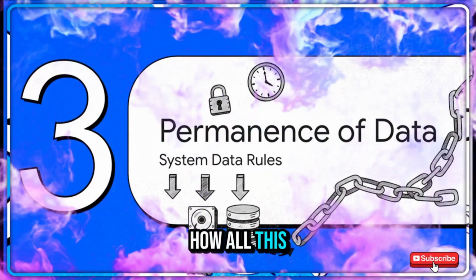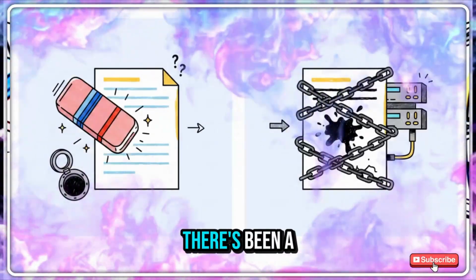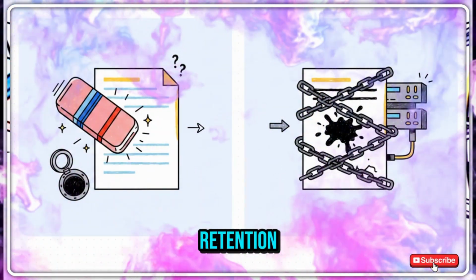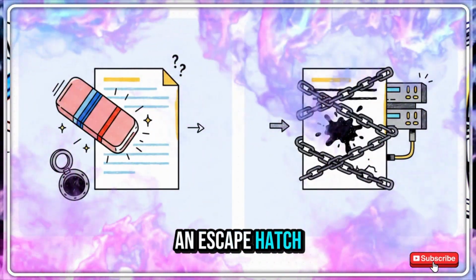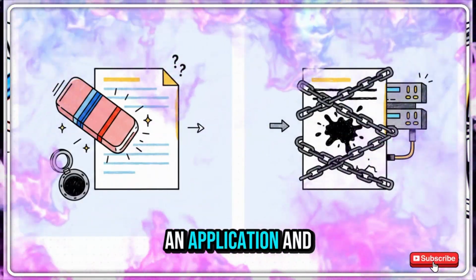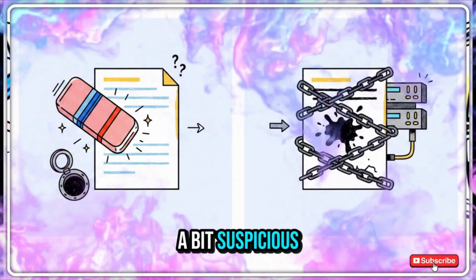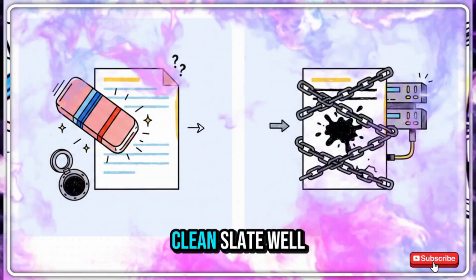Okay, Section 3, the permanence of system data. Let's look at how all this rigidity creates a massive, lasting problem. So there's been a massive shift recently in the administrative rules about data retention. For decades, the old rule basically functioned like an escape hatch. If you submitted an application and then realized there was a fatal error or something looked a bit suspicious, you could just withdraw. Boom, essentially erase the problem, you got a clean slate.